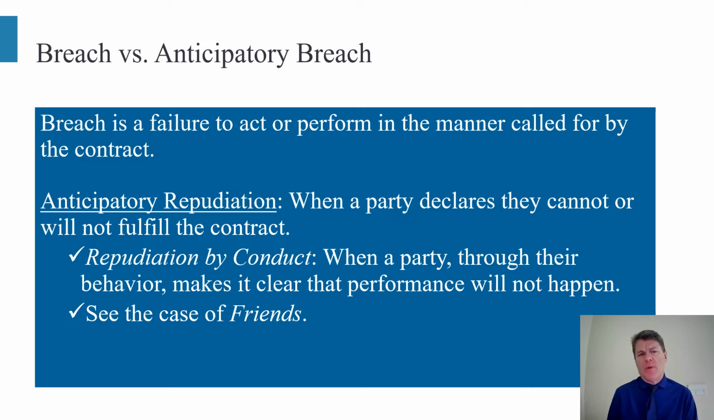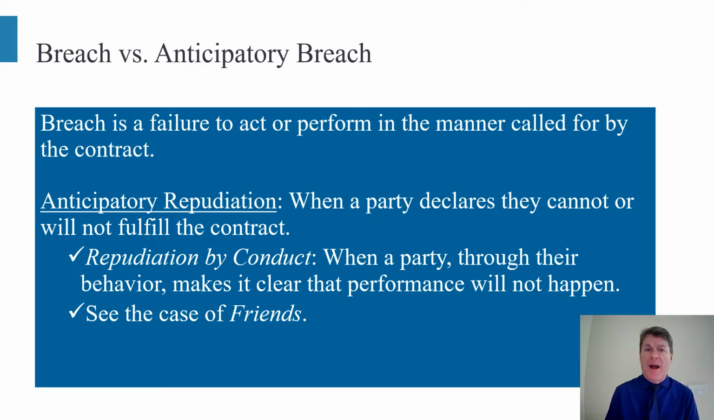Anticipatory repudiation is kind of an anticipatory form of breach. This is where a party may declare that they're not going to be able to fulfill the contract as agreed. You can have repudiation in a couple of different ways. It could be by just express statements by the other party to the contract. They may say, look, I can't have that pool installed in your backyard by 2 weeks from today. It's not going to happen.